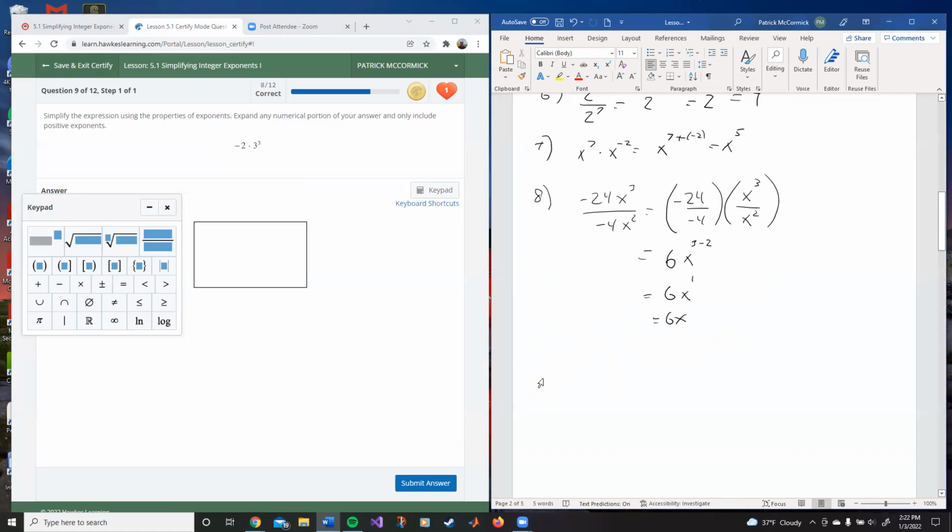Okay, number 9, moving right along. So this is -2 times 3 cubed. Now notice these are different bases, so I can't do anything there combining them. So I'm going to have to work this out. So -2 times 3 cubed is 3 times 3 times 3, which is 27. And then -2 times 27 is -54. And absolutely use your calculator.